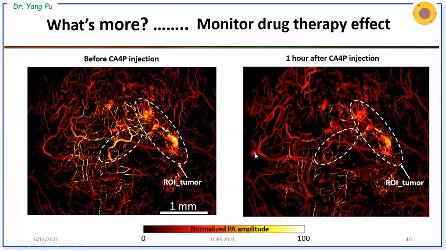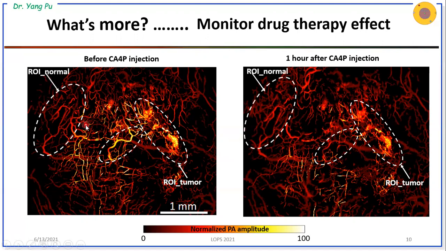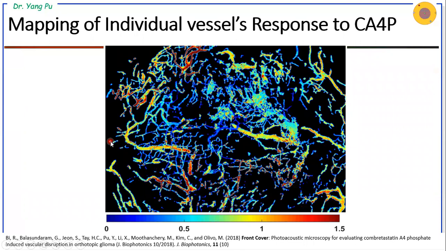A similar effect can be observed for the blood vessels around and nearby the tumor region, especially for this large blood vessel. You can see the PA signal is much weaker. In the normal region, no obvious change can be observed. To highlight the change, we divided the post-treatment image by the pre-treatment image. Here is the result. This is the map of individual blood vessels' response to CF4P treatment after 1 hour.